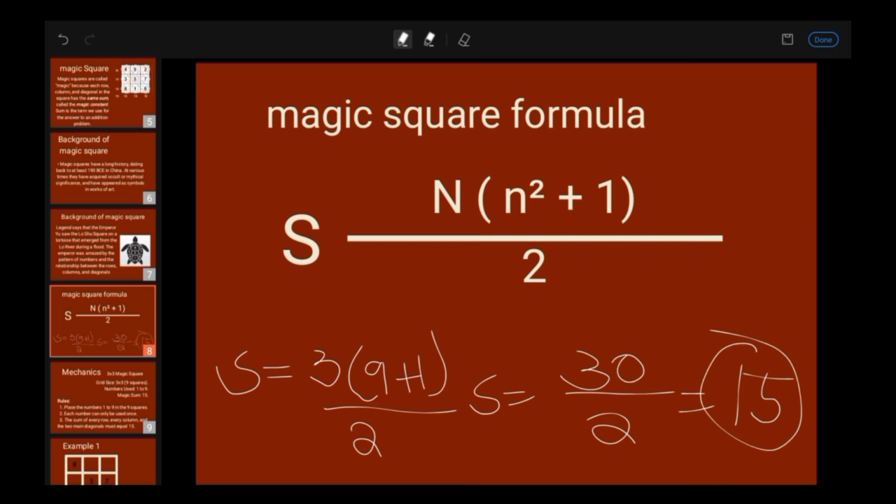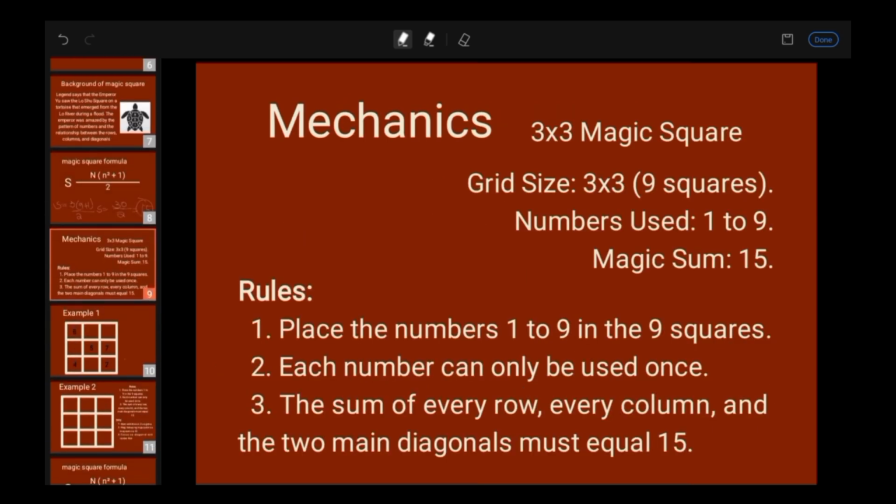Ngayon, let's go back to our magic square. So, here's the mechanics. 3 by 3 magic square. Grid size, 3 by 3. We have 9 squares. Number used is 1 to 9. Magic sum is 15. So, these are the rules. Place the numbers 1 to 9 in the 9 squares. Each number can only be used once. The sum of every row, column, and 2 main diagonals must equal 15.